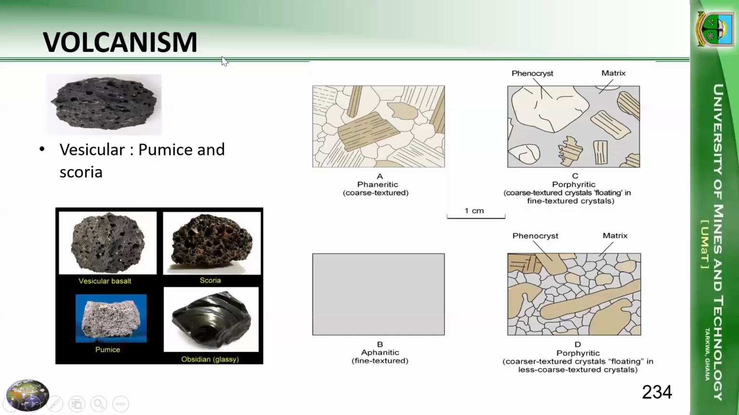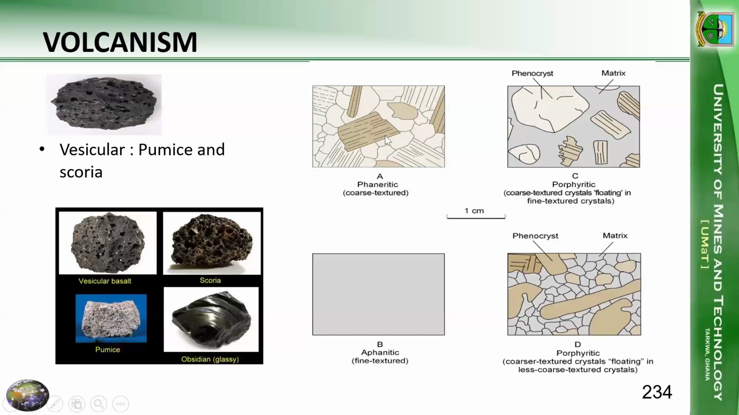So these are vesicular rocks. With the vesicular rocks, we have scoria, pumice, and basalts. Vesicular rock, vesicle means a hole or voids. The main difference between pumice and scoria is that scoria has thicker walls and is darker compared to pumice, which has thinner walls. And this is volcanic glass, obsidian, and we have vesicular basalt.